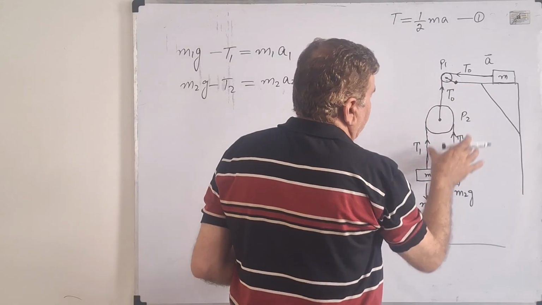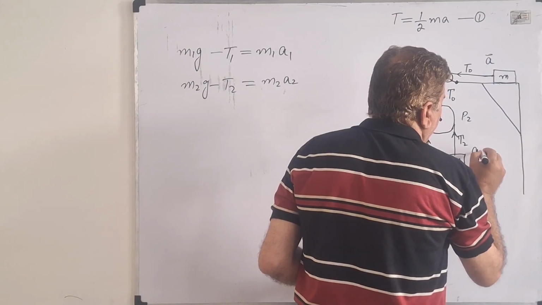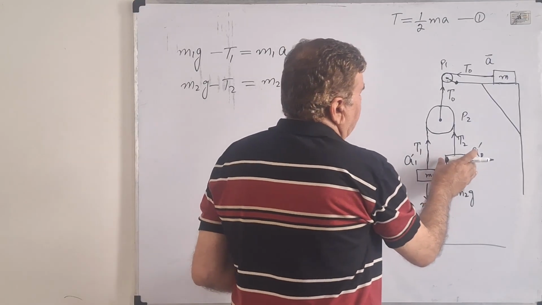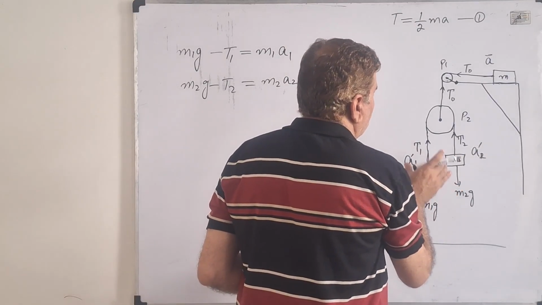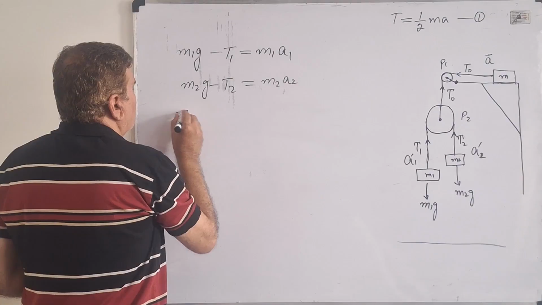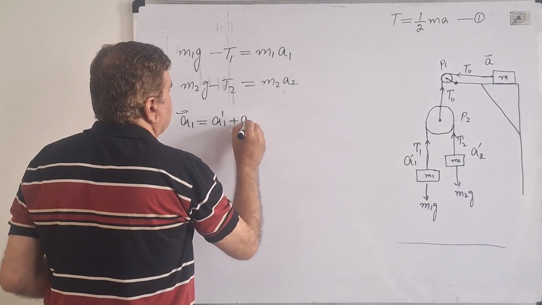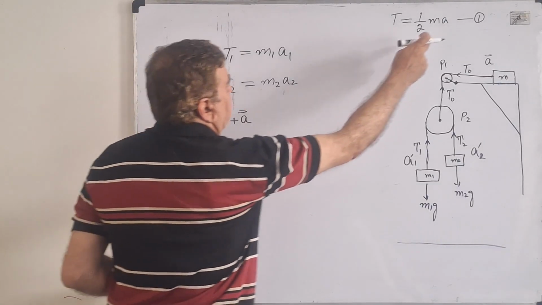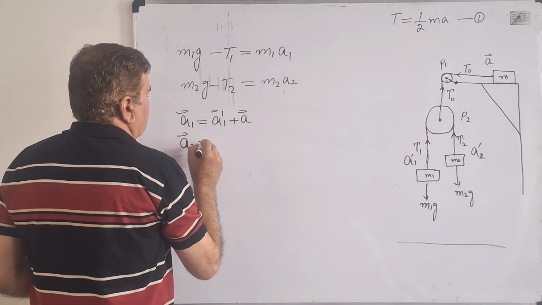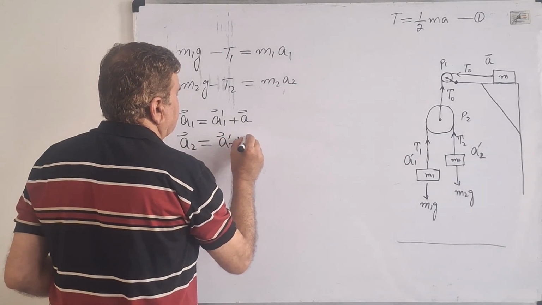Now, the net acceleration A1 and A2 in this mass must be the sum of acceleration at this part and the sum of acceleration with respect to this pulley. Let the acceleration with respect to this pulley be A2 prime in this, and with respect to this will be A1 prime. Then the net acceleration in this mass and in this mass would be the vector sum of two accelerations. That is, A1 would then be equal to A1 prime plus A. This one acceleration at this position. And similarly, A2 would be equal to A2 prime plus A.